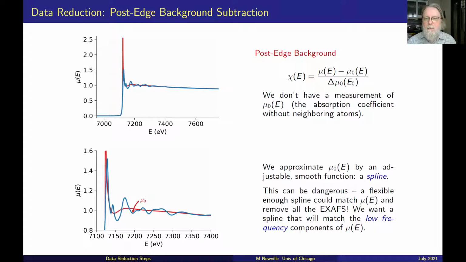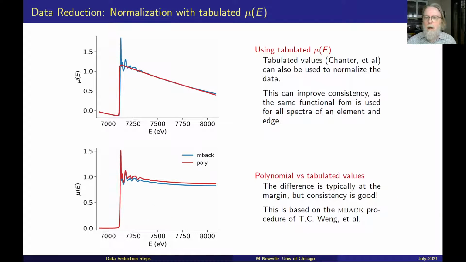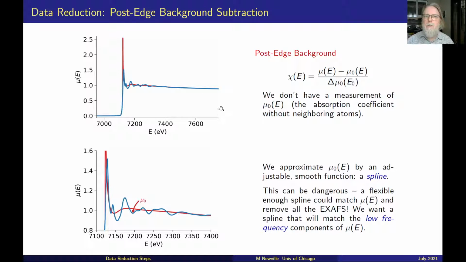So again, that gets us our normalized XAFS data or normalized XANES that we would use for any analysis. To get the extended XAFS, we'll need to do post-edge background subtraction, where we're going to model a smooth function. We'll call mu of E, that is meant to represent the isolated absorption of an atom without its neighbors. We don't have a measurement of that.